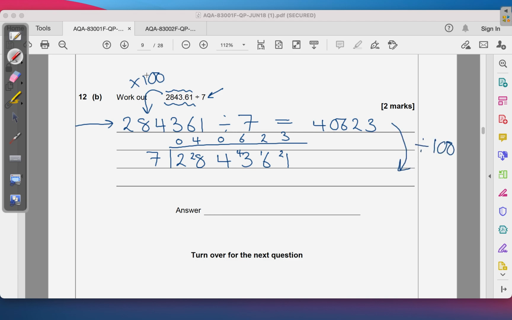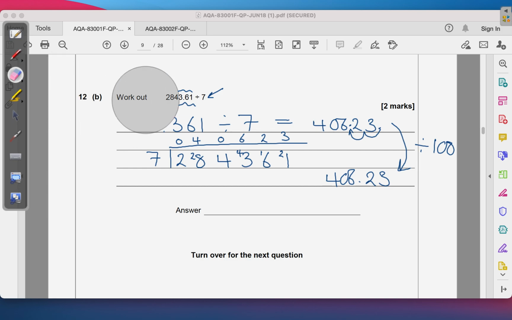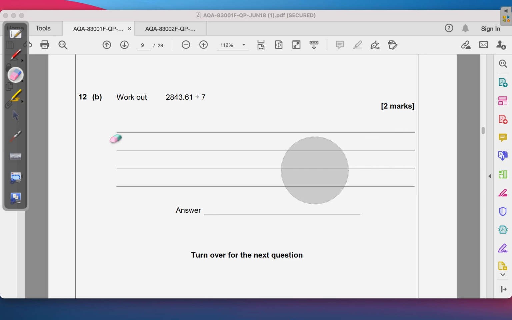Okay, so we times by 100, we have to then divide by 100 to make sure that we get the proper answer. Okay, so the proper answer is then 406.23. Okay, so if our decimal point's here, dividing by 100, we move it 2 spaces to the left, so it becomes there, yeah? Okay? Right, next one.